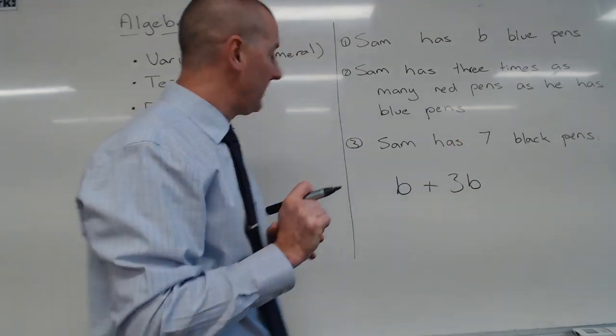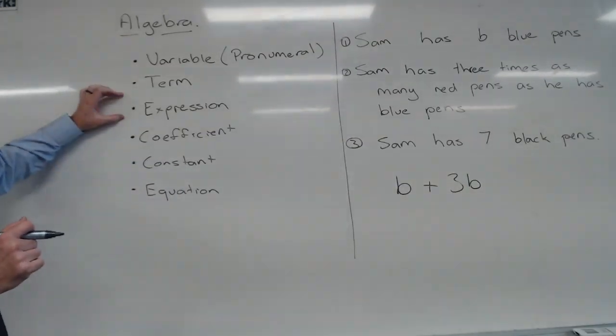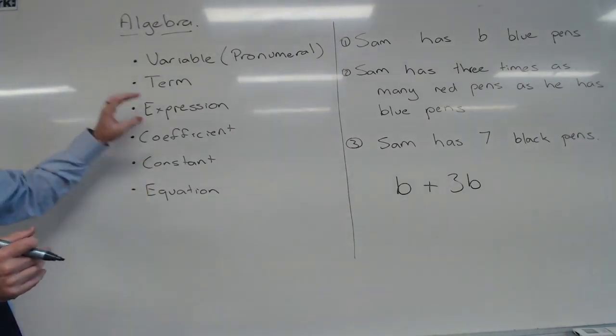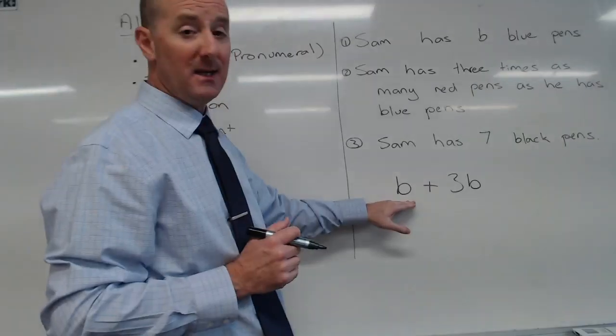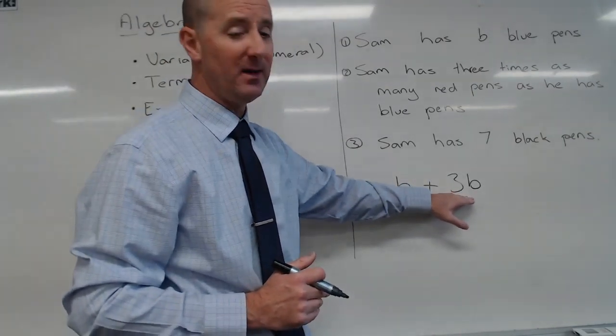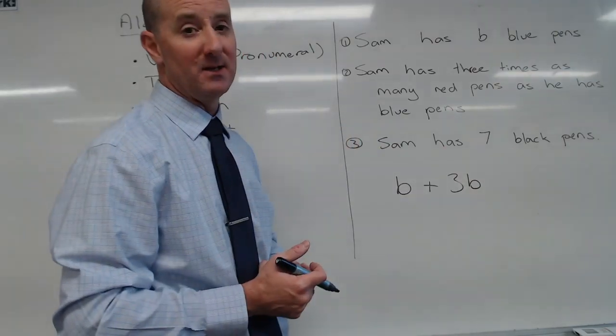We've now come up with an expression. An expression represents a value. So this expression is telling me that the total number of blue and red pens he has is B plus 3B. We're given a third part to this problem.